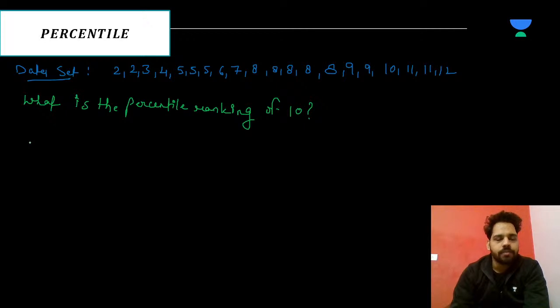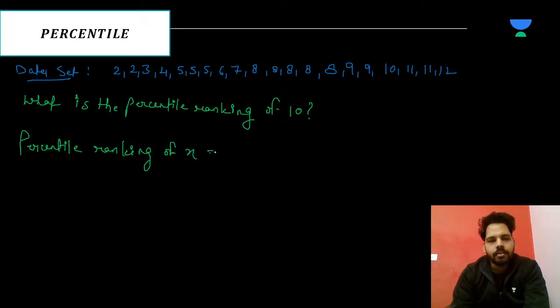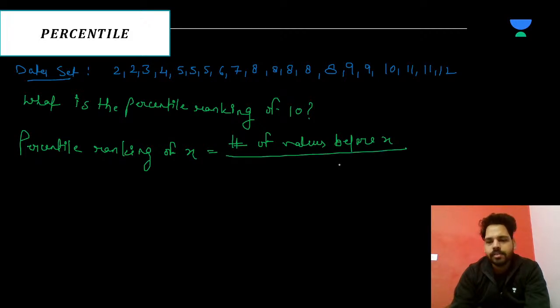Actually, when we talk about the basic formula used to take out the percentile ranking, just suppose we have to take out the percentile ranking of x. So we will write: percentile ranking of x equals the number of values before x, I'm writing hashtag of values because we are following the trend, divided by n, where n is the total number, into 100.